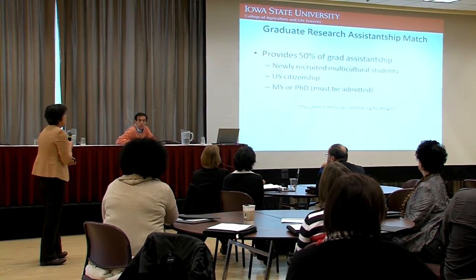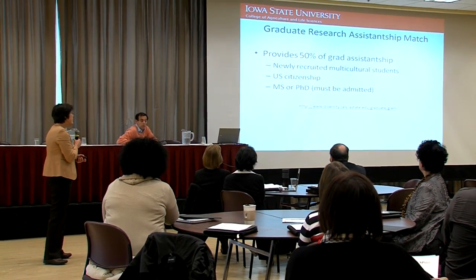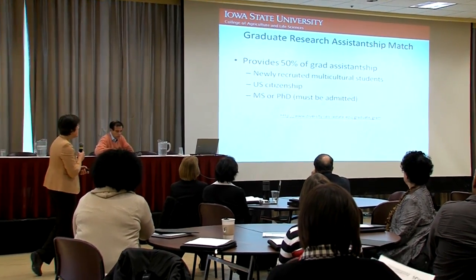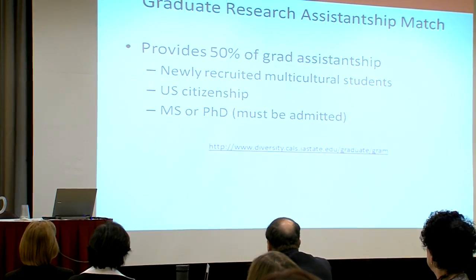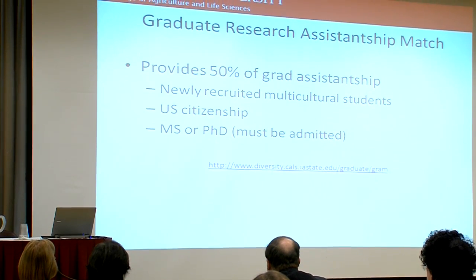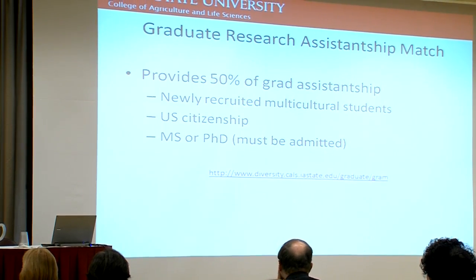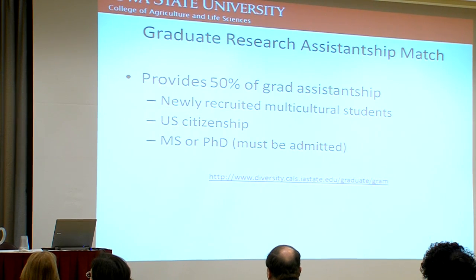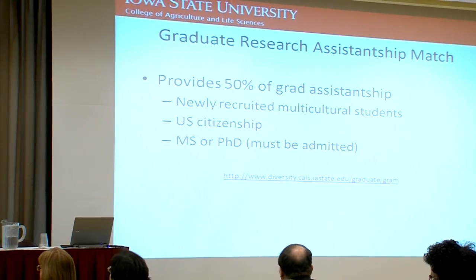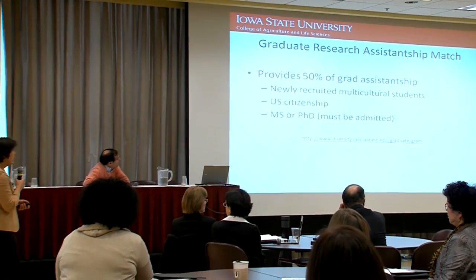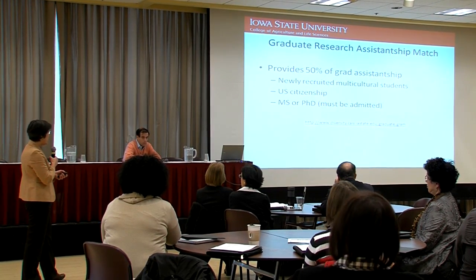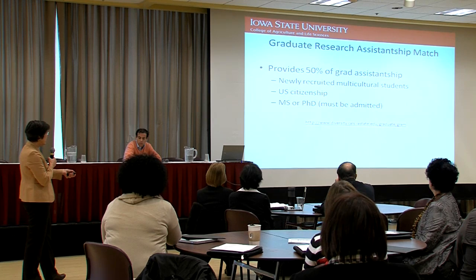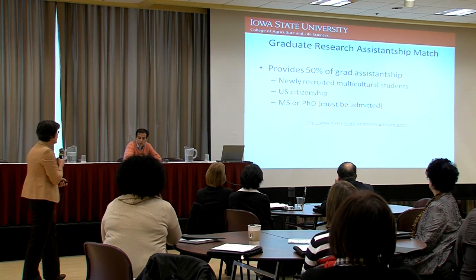So the first is our GRAM program, our Graduate Research Assistantship Match. This provides 50% of the assistantship for multicultural graduate students. And so we allow faculty to write this into their grant, and then they can get a match from the college for recruiting those students. A lot of times this will be combined with other support that minority students can get on campus, and so you can essentially get a full-time student paid through this program. And I've included the websites for all of this on my slides.